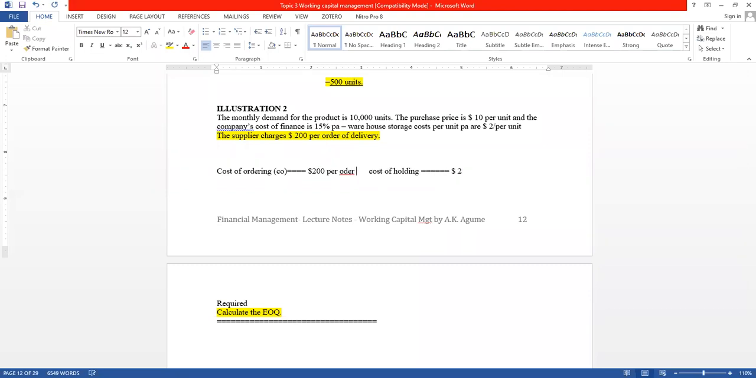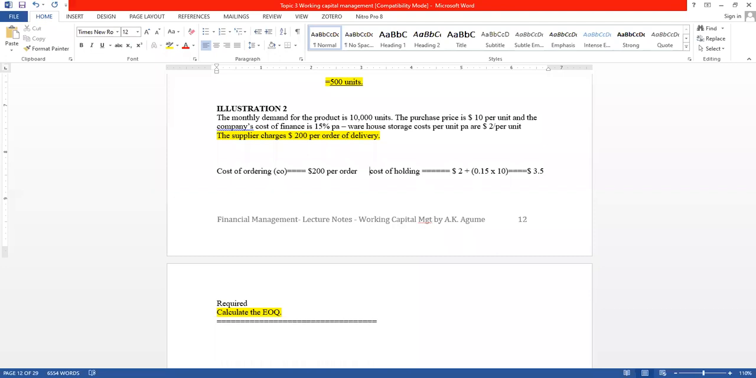There is another cost, the cost of finance. Yes, there is a cost of finance. Okay, so I need to add the cost of finance. So what is the cost of finance? They're saying it is 15%, 0.15 times the purchase price per unit, which is 10. So what do you get as the cost of holding? 3.5. Right. So that is the cost of holding.